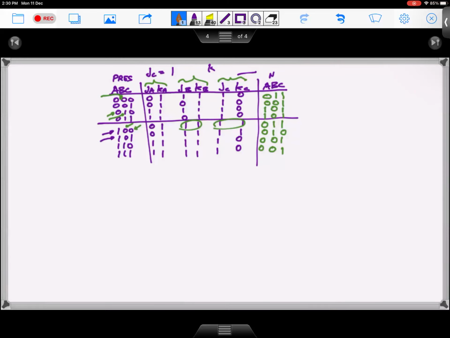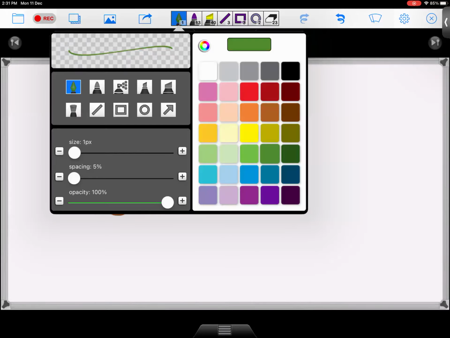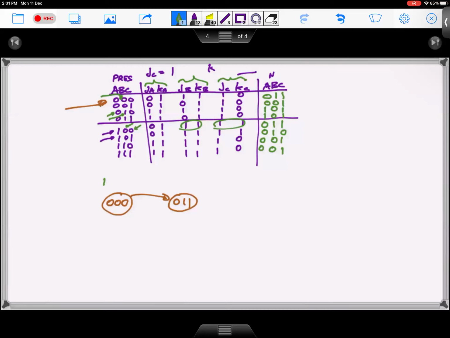And I'm going to use a different color so you can figure it out easily. Okay. We start here, which is a very good place to start at the beginning, 0, 0, 0. And we draw a little circle here. We write 0, 0, 0. And that goes to 3. And if you want to label it, you can say present goes to next.